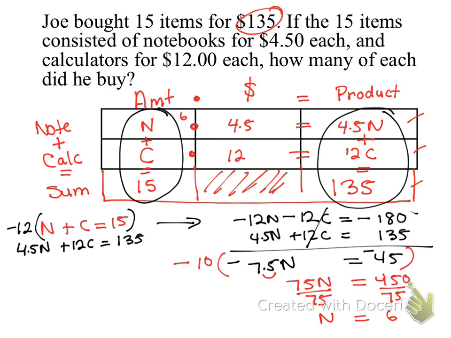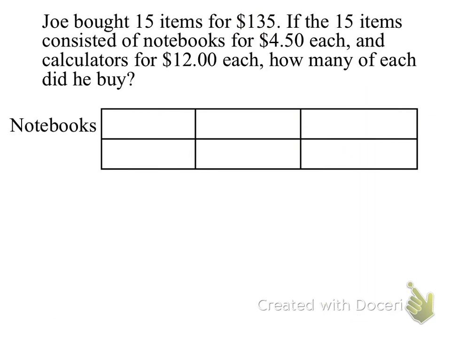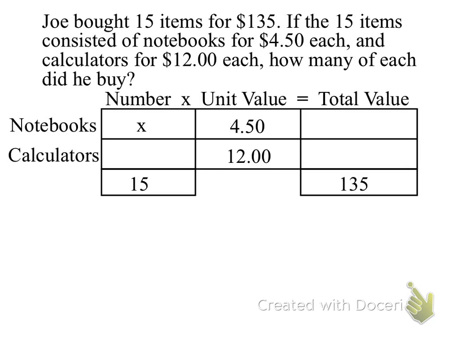So if the notebooks are 6, what are my calculators? I go back to N plus C equals 15. Let's hold on. 6 plus C equals 15. Subtract 6, subtract 6. C equals what? 9. And you need to put it in word form. Well, you don't need a full sentence, but you need to say notebooks. We had 6 notebooks and 9.